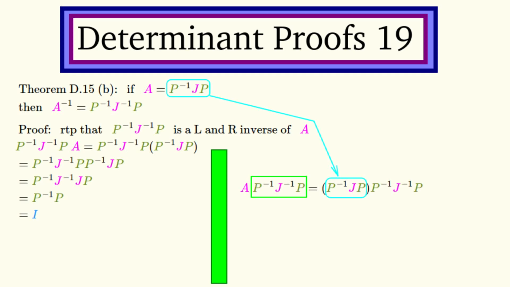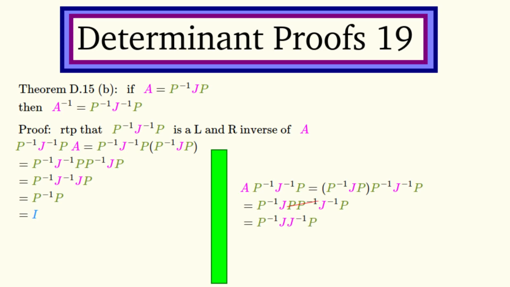Now to show that it's a right-hand inverse. This time we'll multiply it by A on the right. Then we can substitute this expression in for A. We can get rid of the brackets. We can eliminate this inverse pair, which will leave us with this inverse pair that we can also eliminate. And so we'll get this final inverse pair that we can eliminate so as to get the identity matrix, thereby completing part B of this proof.